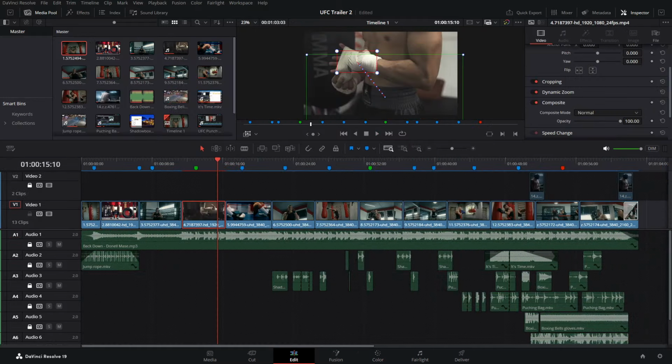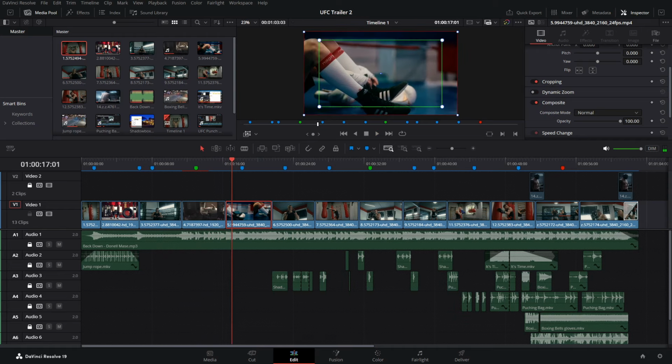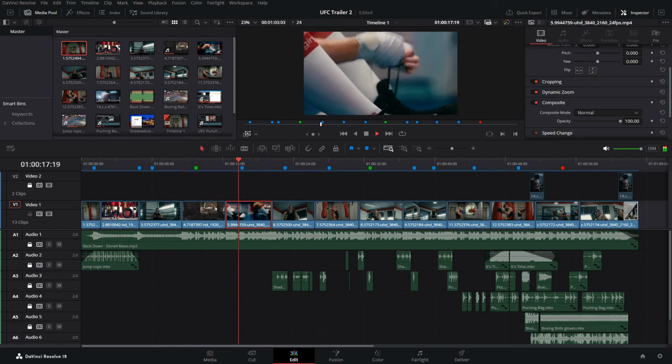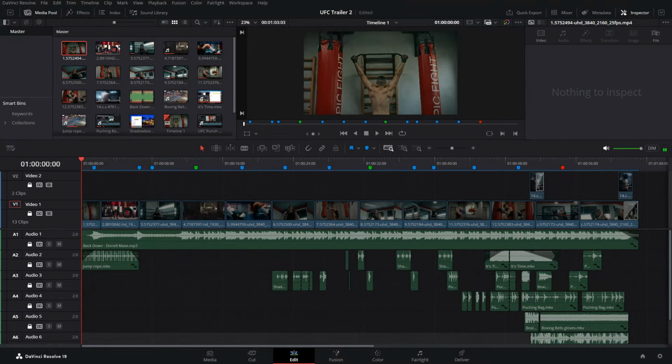What I did here was zoom into his hand and out of her hand. So this is what it ended up looking like. We all know what it sounded like.